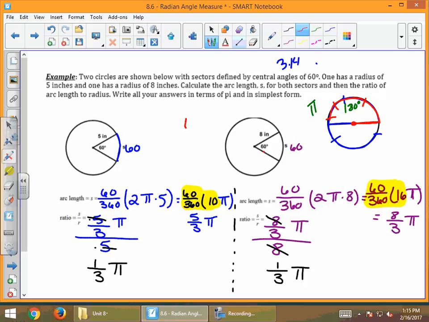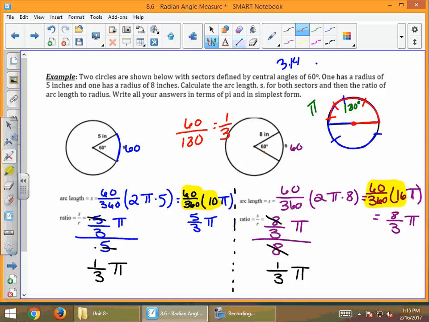60 degrees is what fraction of 180? 60 over 180 simplify down to? 1/3, right? Okay, so we know 60 degrees is 1/3 of a semicircle. But we said semicircles also pi. So in radians, 60 degrees is just 1/3 of pi. Right? That's kind of where it comes from.